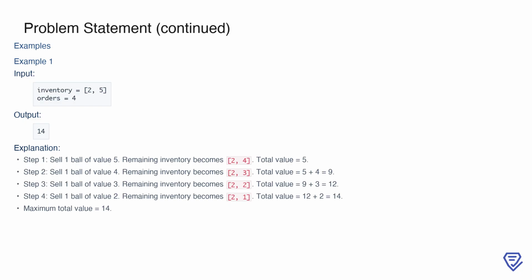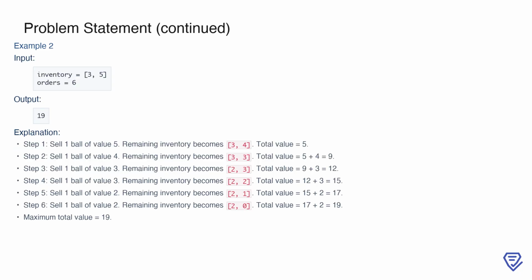Then, we sell 1 ball of value 3, reducing the inventory to [2, 2], and adding 3 more, making the total 12. Finally, we sell 1 ball of value 2, reducing the inventory to [2, 1], and adding 2, reaching the maximum value of 14. This step-by-step process shows how we maximize the total value by always selling the highest value balls first.